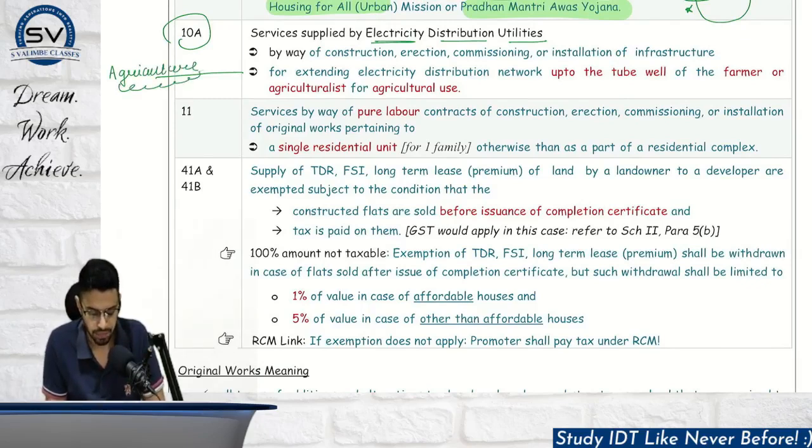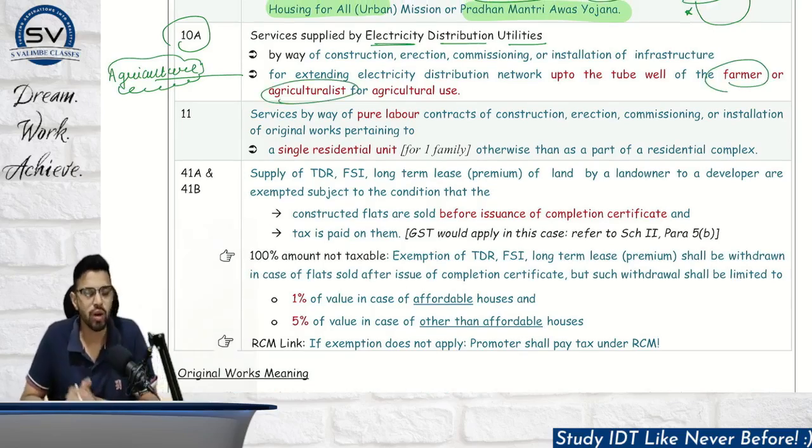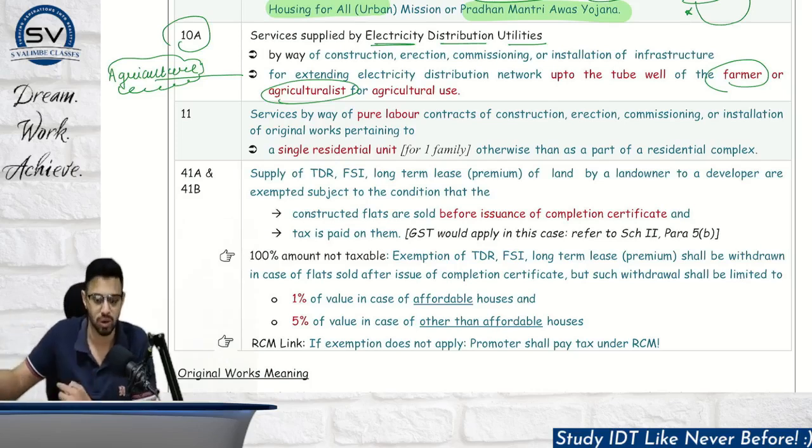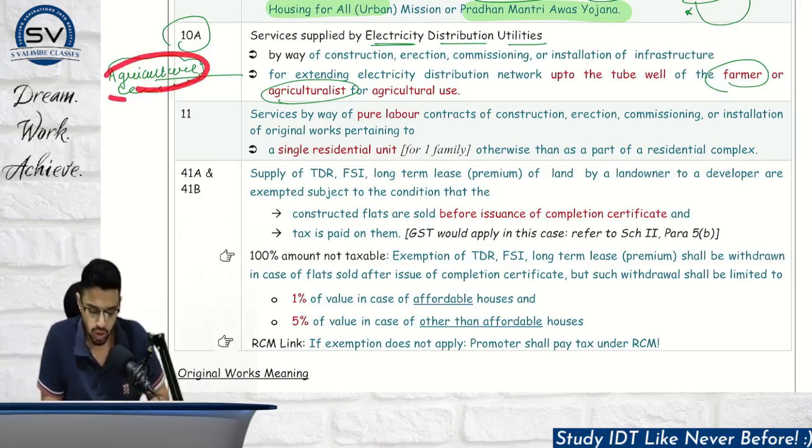So agriculture, right? The farmer or agriculturist means an individual or a Hindu undivided family who are involved in the cultivation of land, either through their own efforts or family efforts or hired people, but personal supervision is required, right? So the focus is on agricultural use.